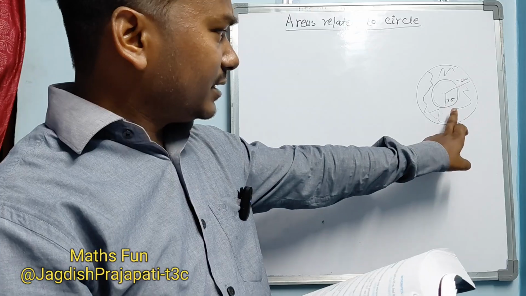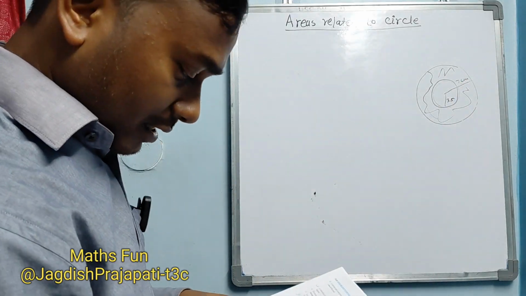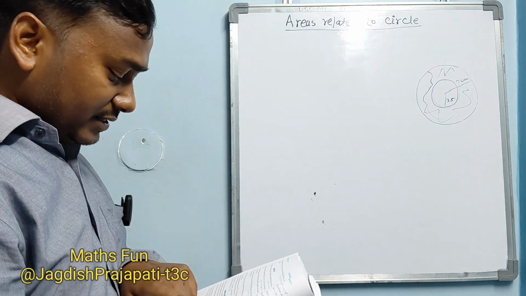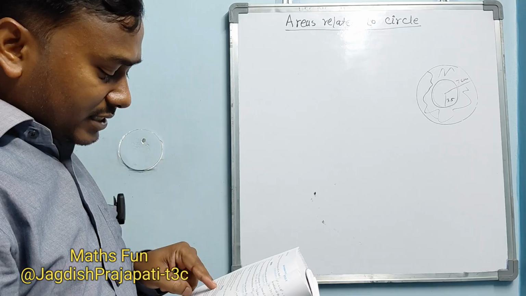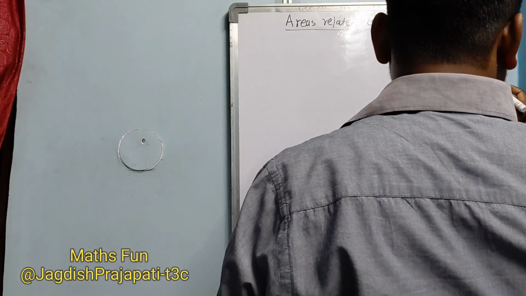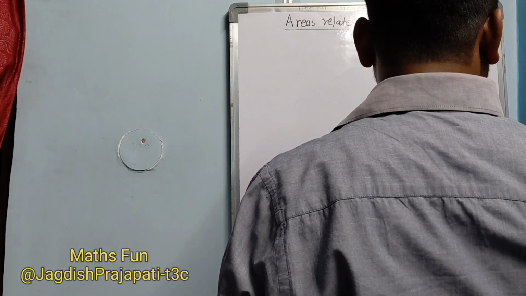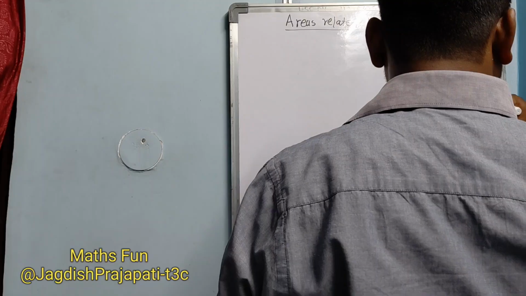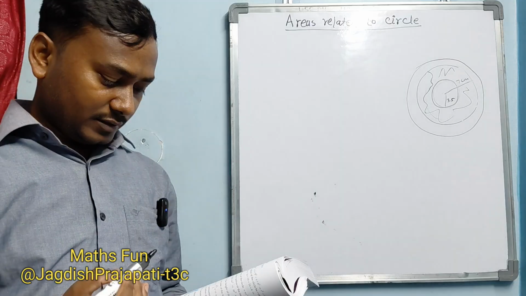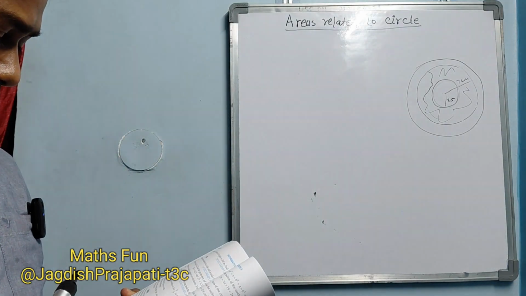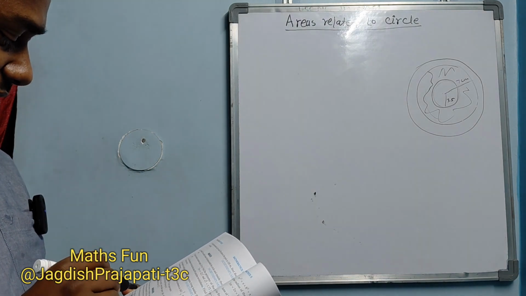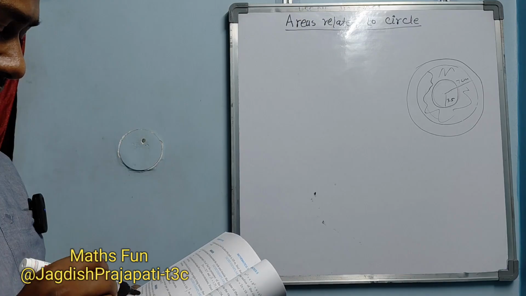So everything is given here. You can find out this. And now another piece of information is given. A third concentric circle is drawn outside the 7 centimeter circle. So this is the 7 centimeter circle, and outside this another circle is drawn, such that the area enclosed between it and the 7 centimeter circle is the same as that between the two inner circles.